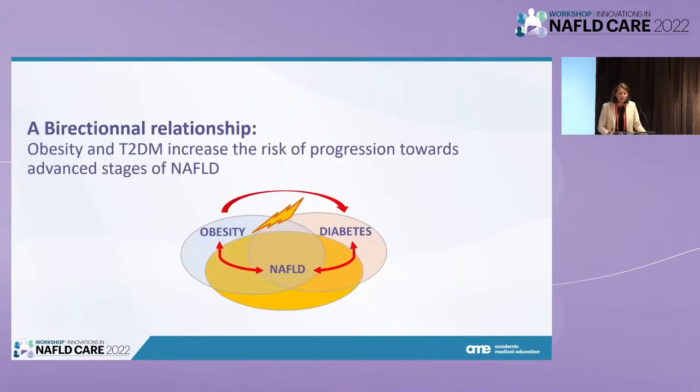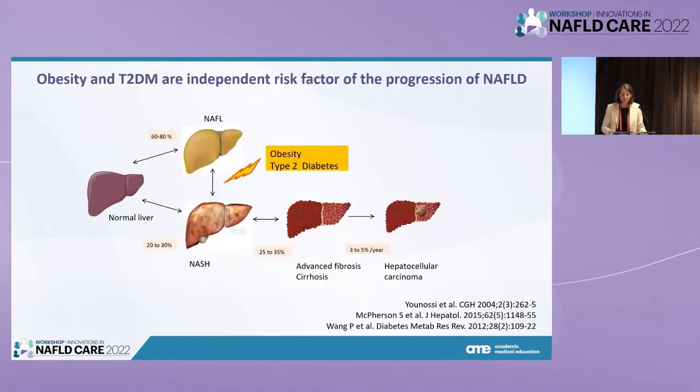So in the last part of this presentation, I wanted to talk about the bidirectional relationship. I took a lot of time to show you the risk between obesity leading to NAFLD that increases the risk of type 2 diabetes, but the other way around is also true. And obesity and type 2 diabetes are known to increase the risk of progression toward advanced stages of NAFLD. So these have been previously reported in a number of studies.